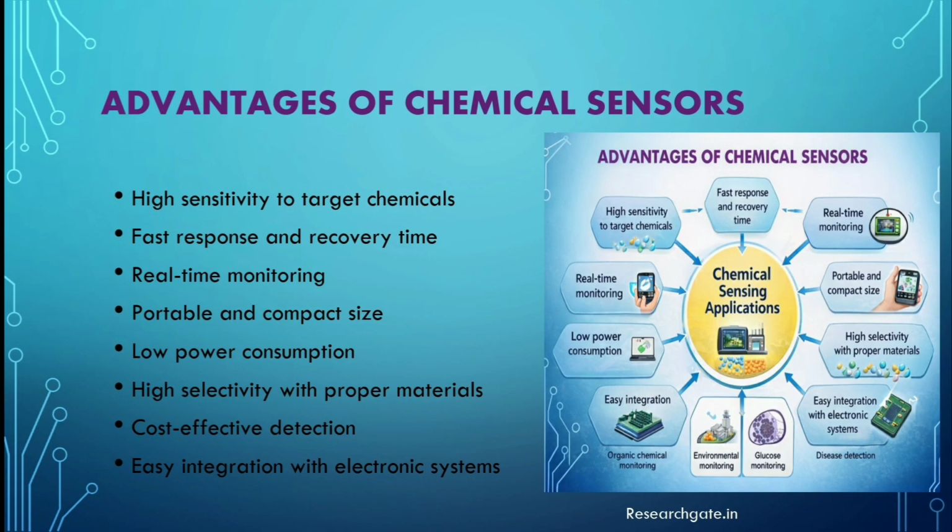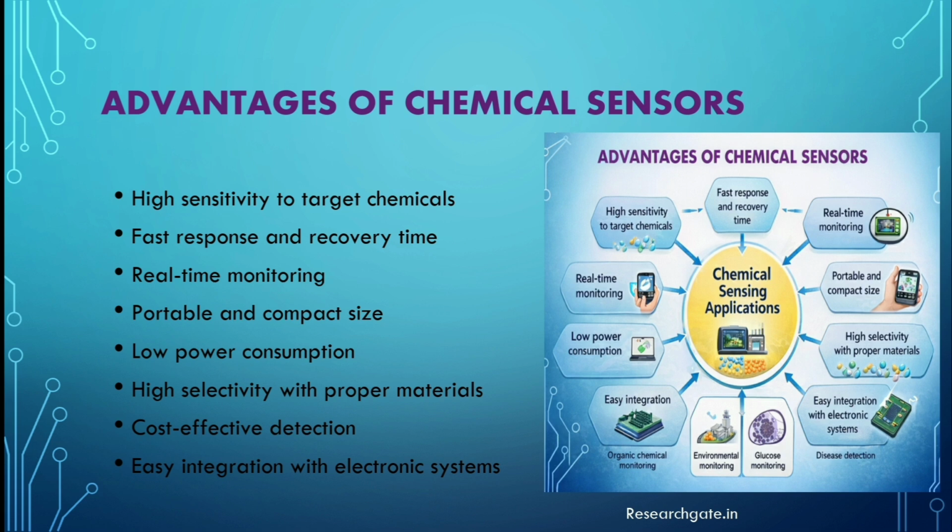Next, coming to the advantages of chemical sensors: they offer high sensitivity, enabling detection of very small concentrations of chemical substances. They provide a fast response and recovery time, which allows real-time monitoring of gases and liquids. Due to their compact size and portability, chemical sensors can be easily used. They are generally low power and cost effective, making them suitable for large scale and continuous monitoring applications.